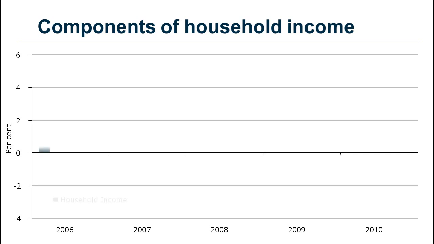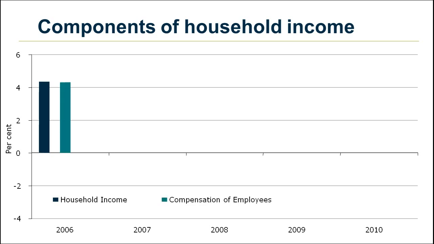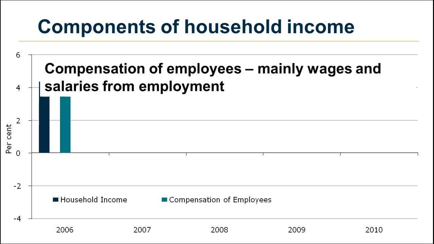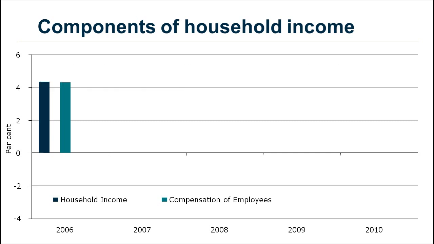To explain this, here is the growth rate in 2006, where household income increased by 4.3%. Now let's look at the first component of household income, which is compensation of employees, which is largely wages and salaries from employment, but also includes other forms of remuneration such as employers' pension contributions and national insurance contributions. Of the total increase in household income, this component contributed 4.3% to the growth.